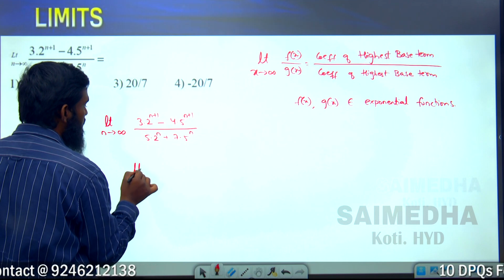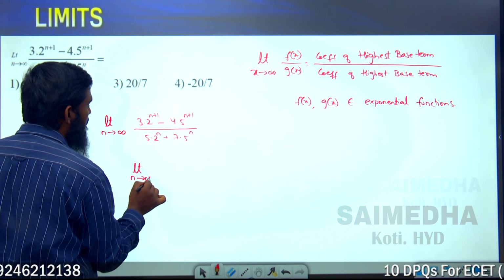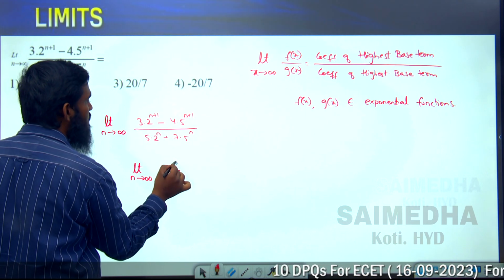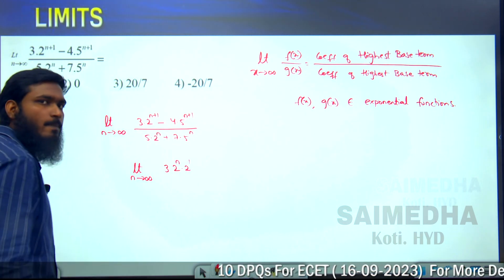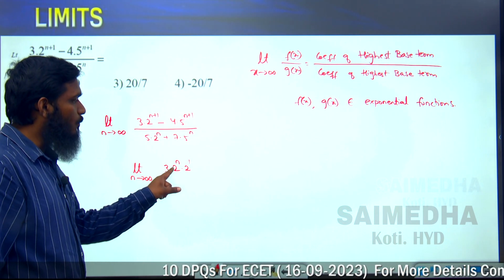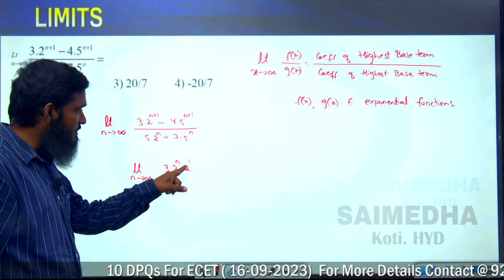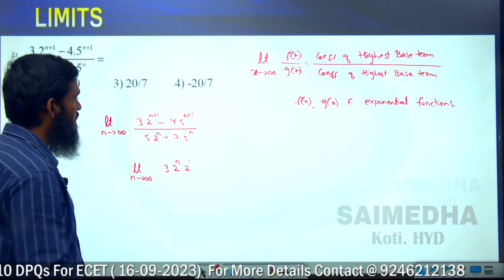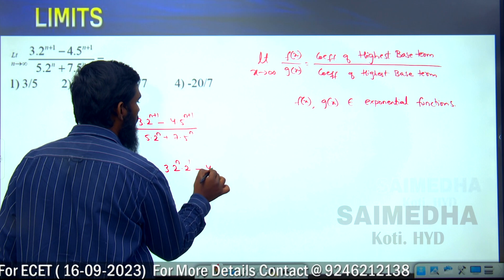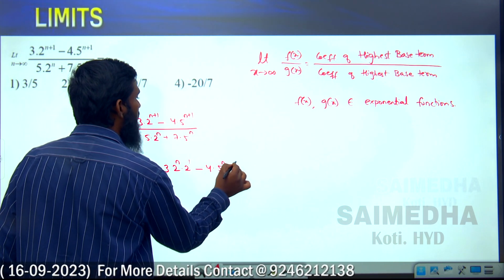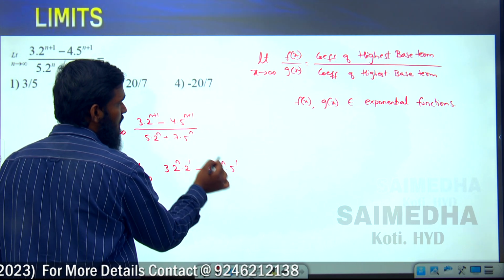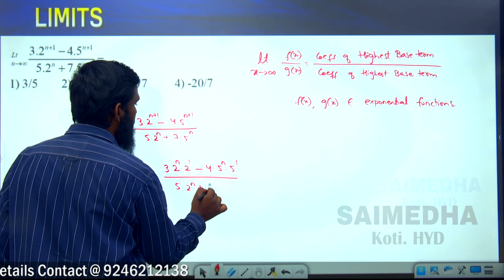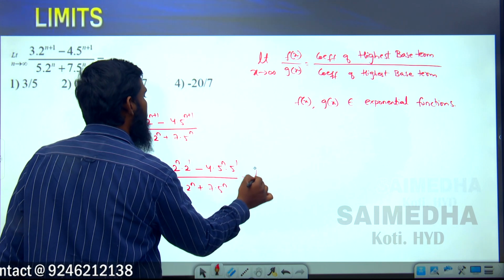So what we are doing in simplification: limit n tends to infinity. 3 we have written as it is. For 2 power n plus 1, we are writing it as 2 power n into 2 power 1, because bases are same, in multiplication powers should be added. Okay, this part we have taken. Now similarly for this one, minus 4 into 5 power n into 5 power 1. Bases are same, in multiplication powers should be added, divided by 5 into 2 power n plus 7 into 5 power n.